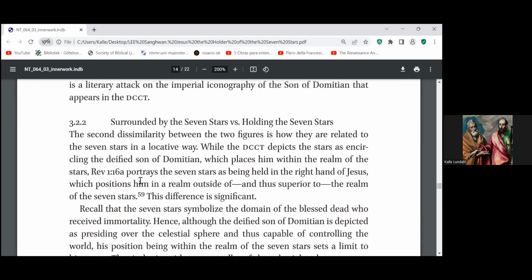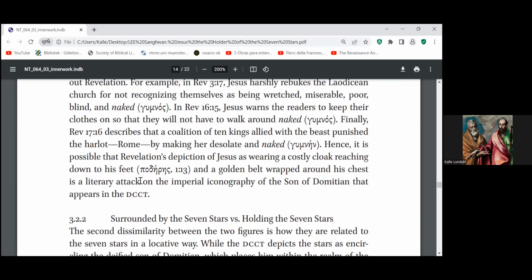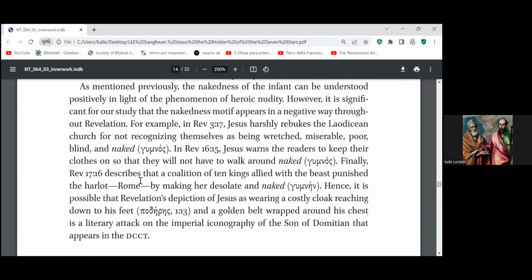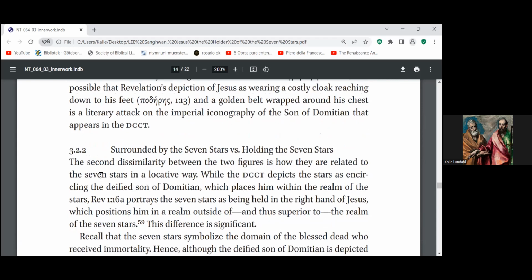I found another dichotomy on this page. What is this page? Number 355. You see the dichotomy already established in the title: surrounded by the 7 stars versus holding the 7 stars. Here Lee writes, while the DCCT depicts the stars as encircling the deified son of Domitian, it displaces him within the realm of the stars.